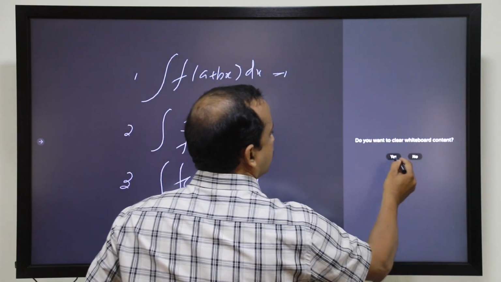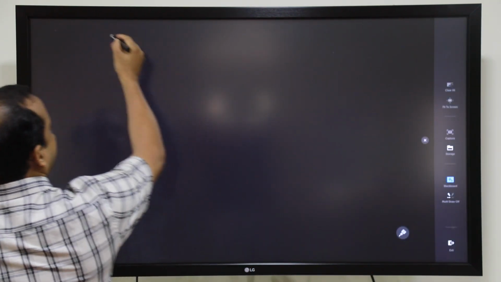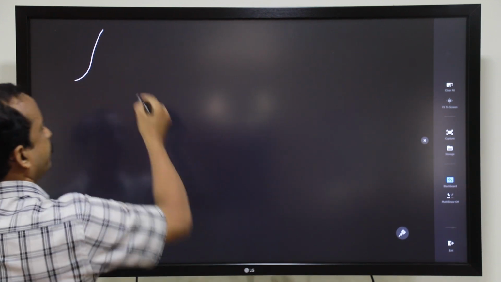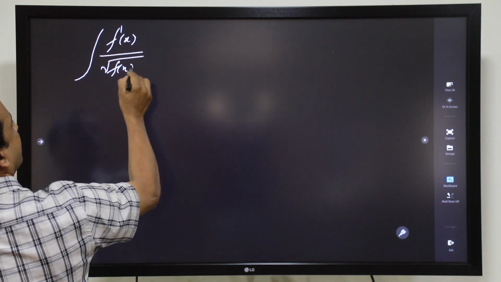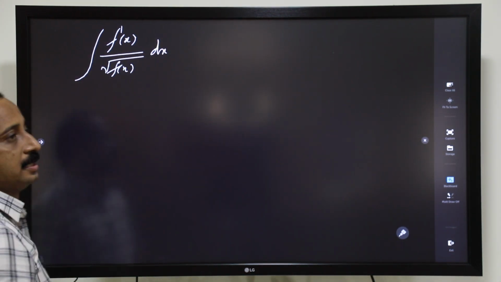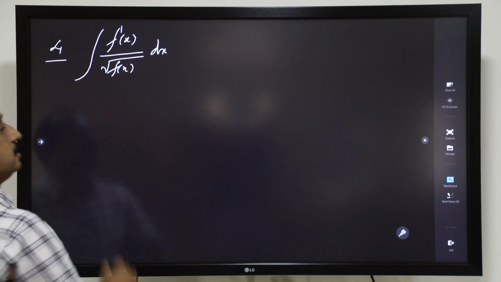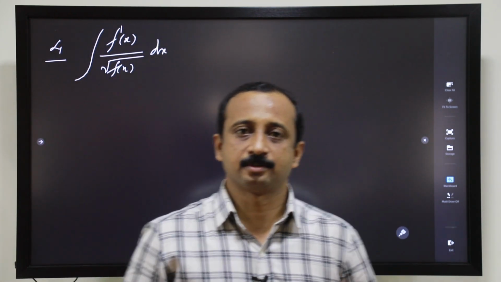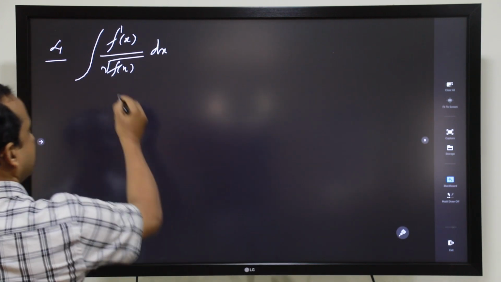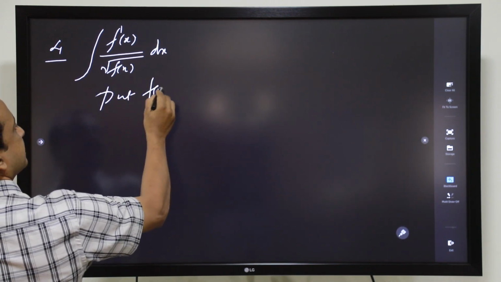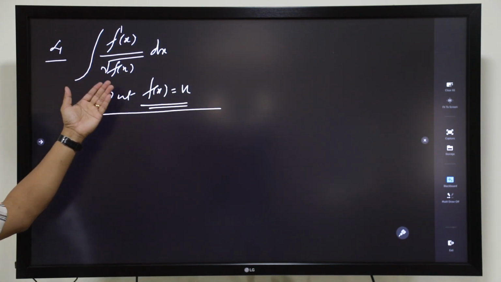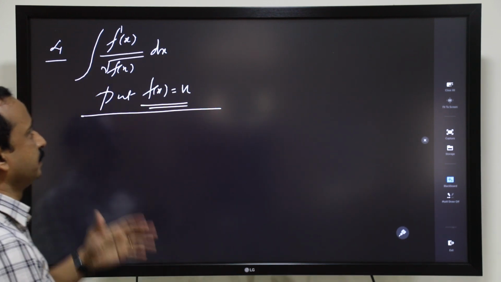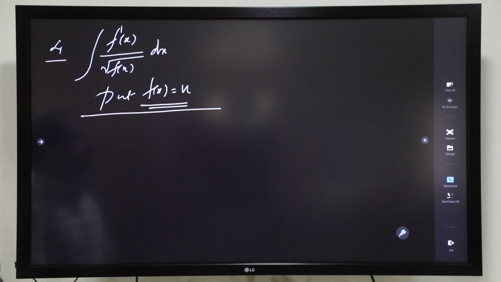Now we discuss our fourth section, a function of the form f'(x) divided by root of f(x) dx. Here we put f(x) = u. Then we use the substitution, find its derivative, and then integrate that value.